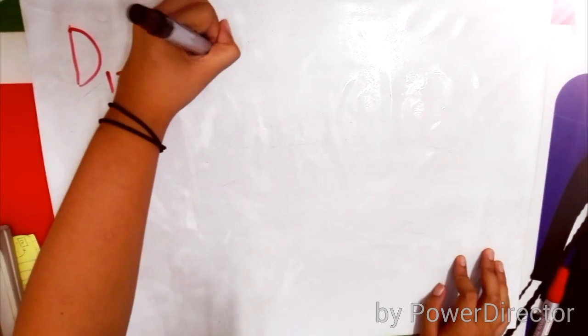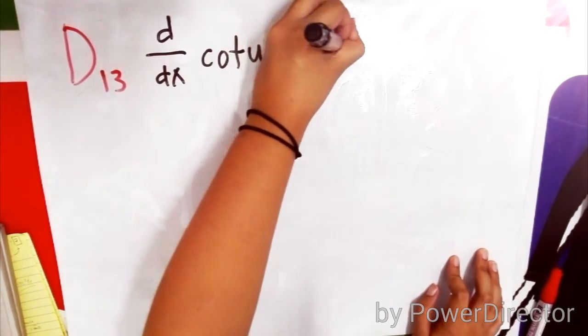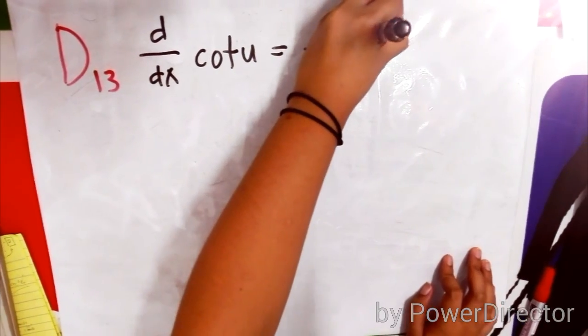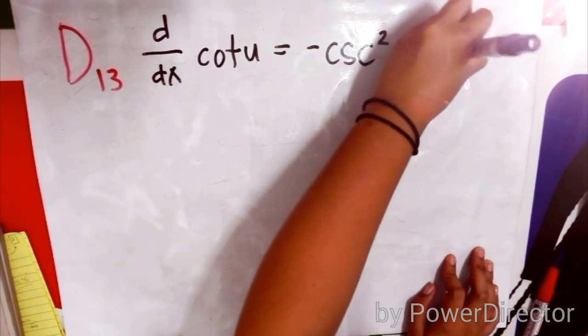For D13, the derivative of cotangent u is equal to negative cosecant squared u times the derivative of u with respect to x.